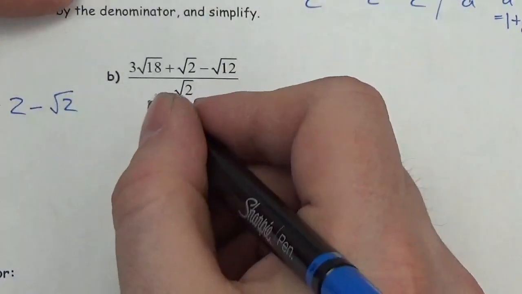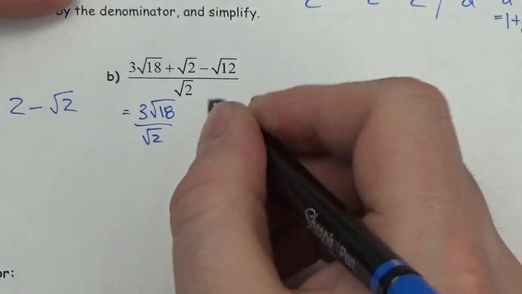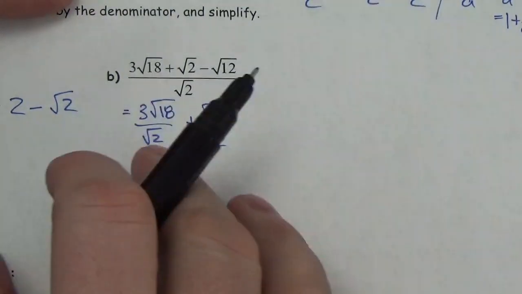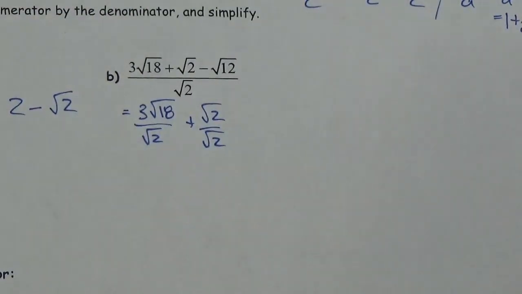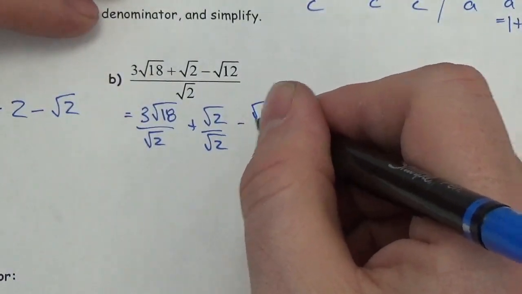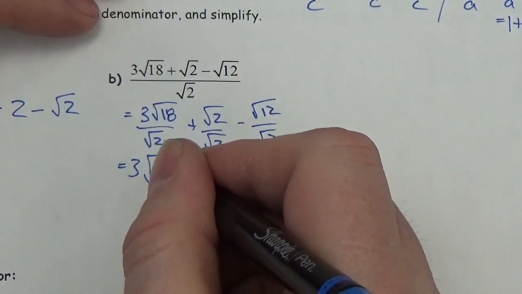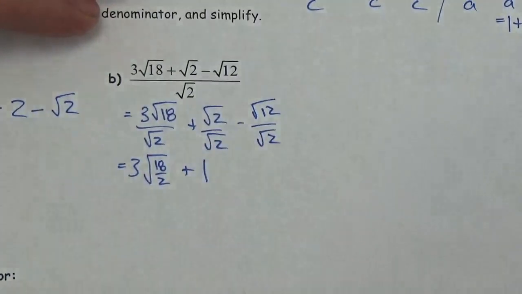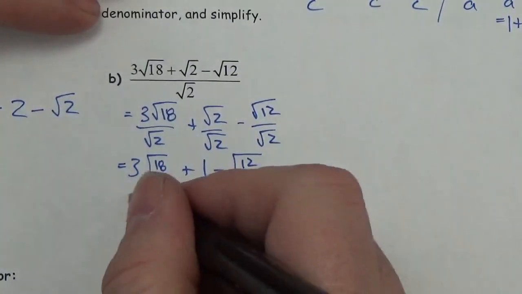Now we want to do the same thing here. This is going to equal 3 root 18 over root 2 plus root 2 over root 2. Now here the mistake that a lot of people would make when they look at this is they would be tempted to just cancel those root 2's. But you can't if that's all you're doing. As long as you're doing that together with the rest of this operation, that's fine. So now this becomes 3 times the square root of 18 over 2. Well, root 2 divided by root 2 is 1. Minus the square root of 12 divided by 2.